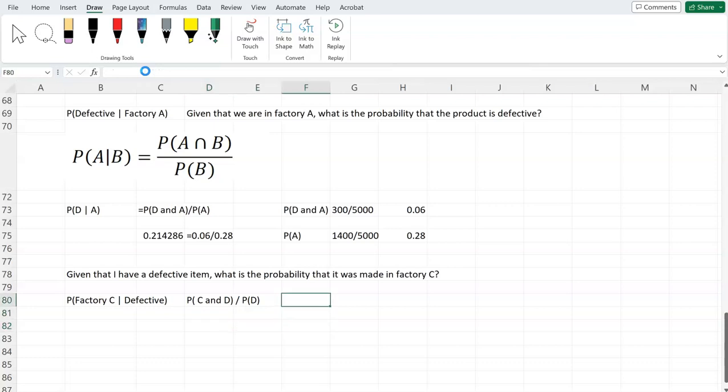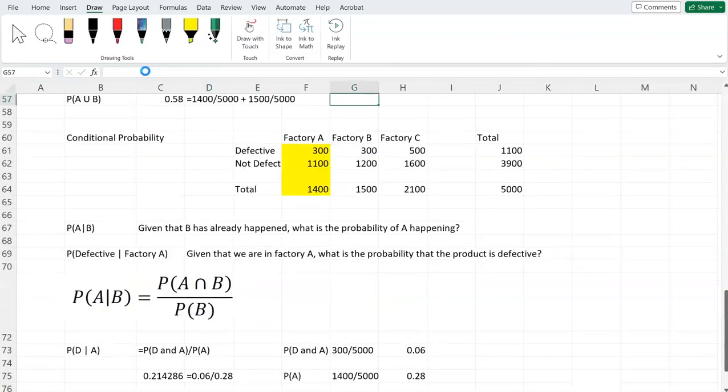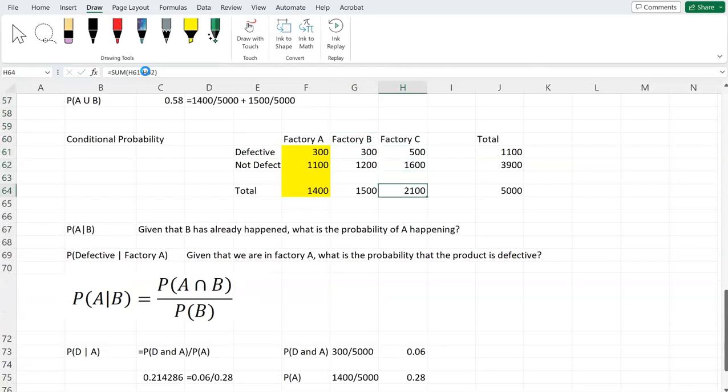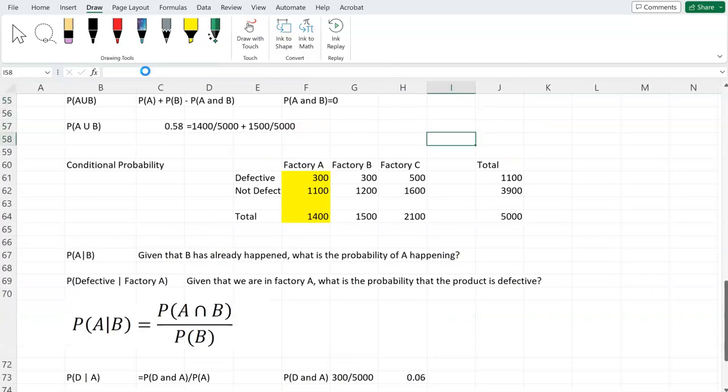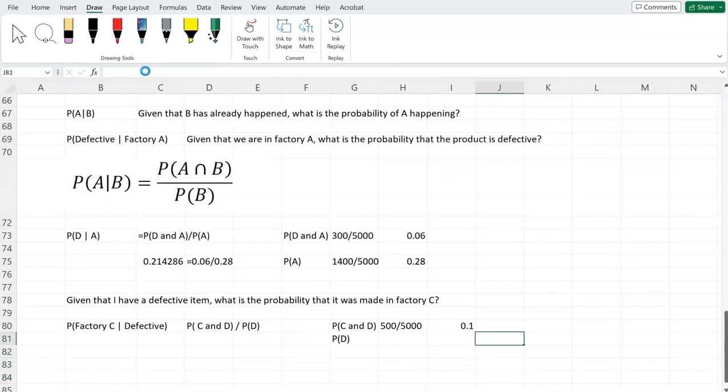The probability of C and defective is, if I go up here, factory C has 500 defective out of a total of 5,000. So we will write 500 divided by 5,000, which is equal to 0.1. And then we will write the probability that an item is defective if I pick a random item. The total number of defective I have is 1,100. So I will write 1,100 divided by 5,000, which is equal to 0.22. Then if I plug it in here, it's going to be 0.45.